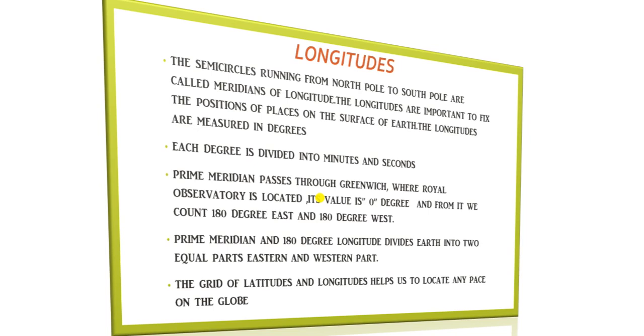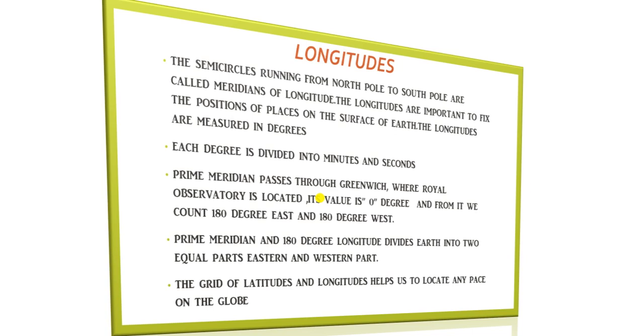On this globe, we have a network of two important lines. Those lines are parallels of latitude and meridians of longitude. The network of these latitudes and longitudes is called a grid. It is because of these two line systems that we are able to locate different places on the globe and tell about time zones of different places. In this lecture, we'll be talking about longitudes.